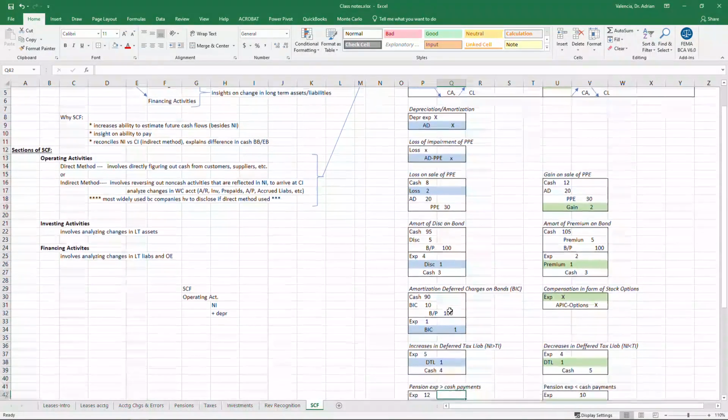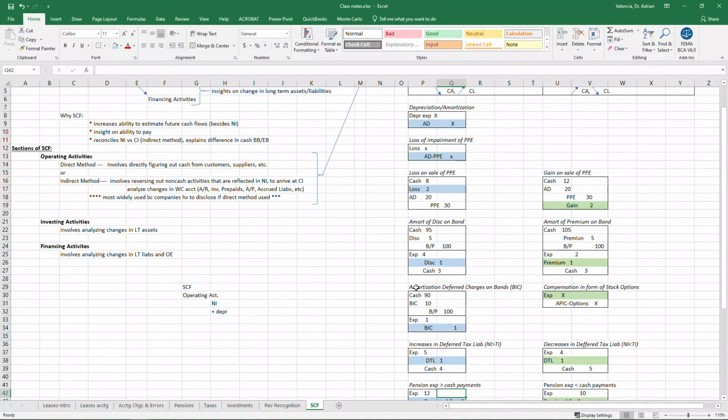What's another one? With regards to bonds, this was from way back then, but sometimes when you sell bonds, you have bond issue costs. So the underwriter might charge some fees to sell these bonds, and we refer to those charges as deferred charges. So assume we sell a bond at par. So it sells at $100. And normally we would get cash of $100.